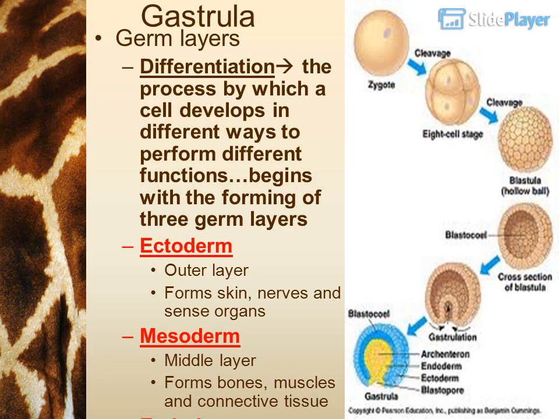Gastrula. Germ layers. Differentiation, the process by which a cell develops in different ways to perform different functions, begins with the forming of 3 germ layers. Ectoderm. Outer layer. Forms skin, nerves and sense organs. Mesoderm. Middle layer. Forms bones, muscles and connective tissue. Endoderm. Inner layer. Forms digestive system and lungs.